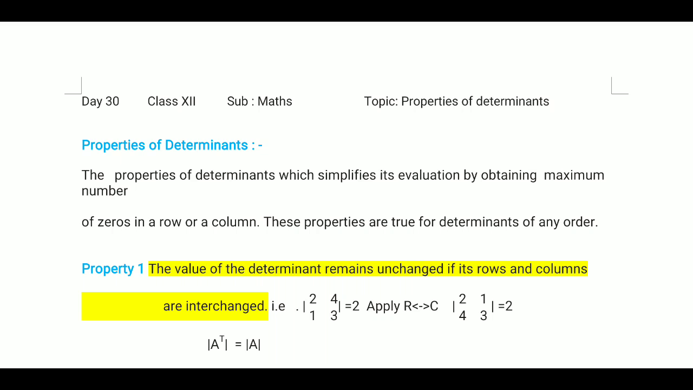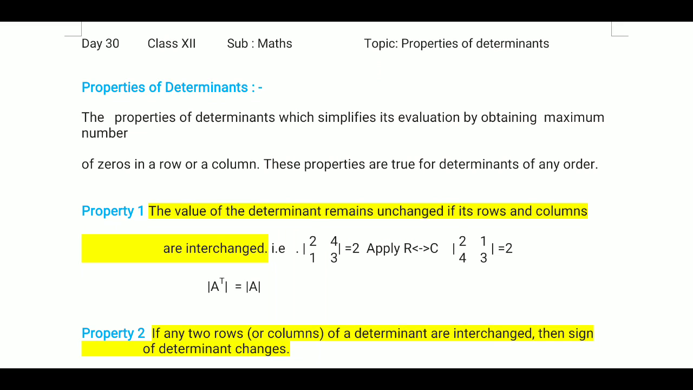It means we use the properties for finding the value of determinant by obtaining maximum zeros so that calculation will be easy. And these properties are true for all determinants of any order.